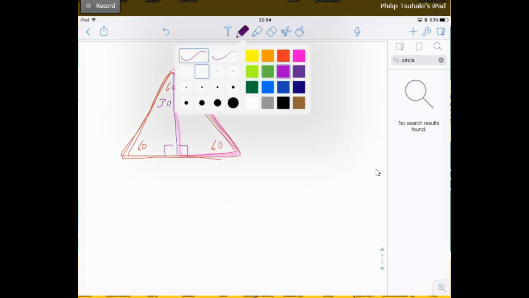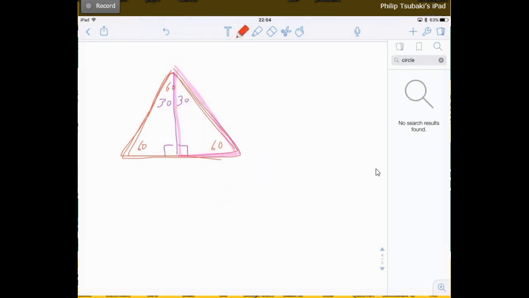Now, let's say that each side of this triangle is length 1. If each side is length 1, then this side of the pink triangle is going to be 1/2, right? So we have the long side, the hypotenuse, equal to 1. One of the legs is equal to 1/2. The only thing we don't know is the altitude here. How do we figure that out?